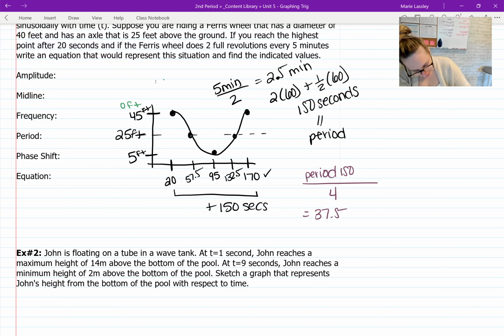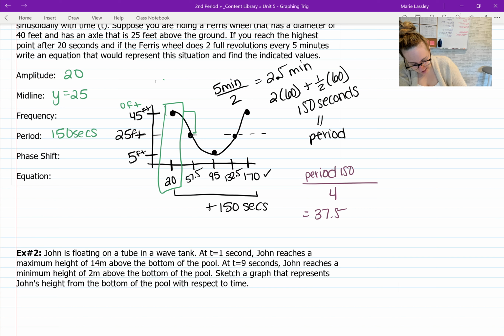My amplitude is the distance between my highest point and my midline. That's 20. My midline is y equals 25. My frequency I haven't found yet, so we'll come back to that in a second. But I do have a period. My period is 150 seconds. My phase shift is where we're starting. The first point that they gave me was after 20 seconds, so my phase shift is to the right 20 seconds.